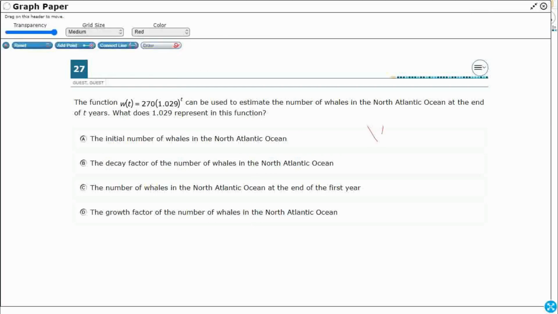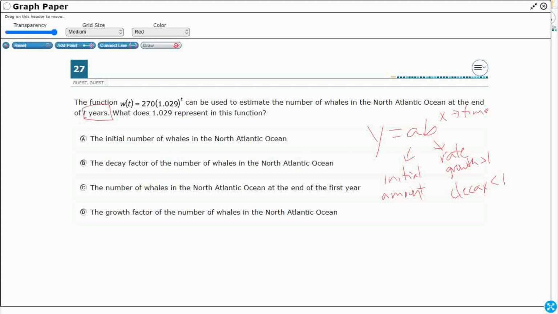So here's our standard form for exponential functions, y equals a times b to the x. This a is your initial amount, your starting amount. And then this b is going to be a rate, a growth rate if it's greater than 1, and a decay rate if it's less than 1. And then this x is usually some type of time frame, weeks, days, months, right? In this case, it's t years.